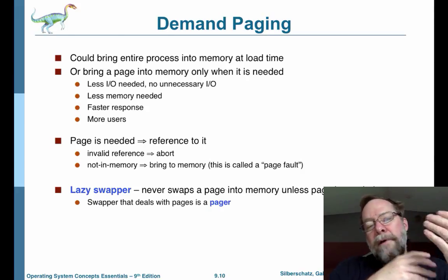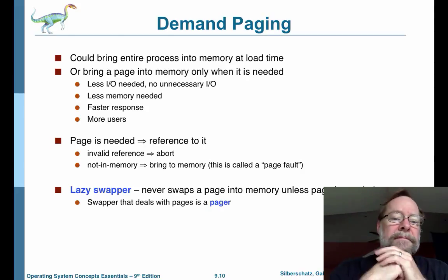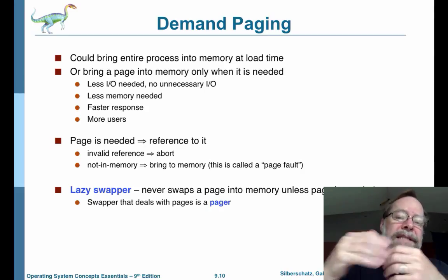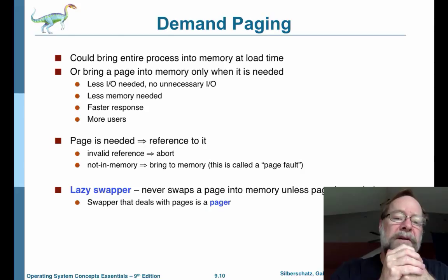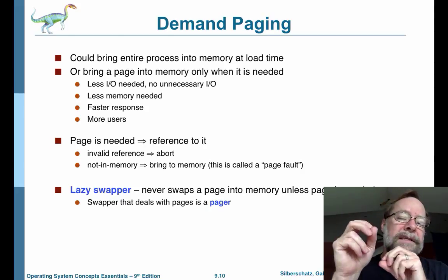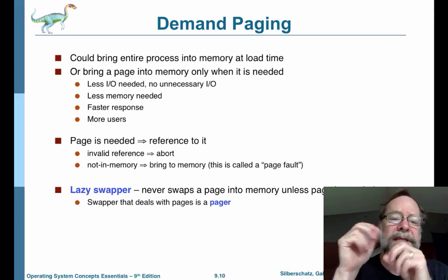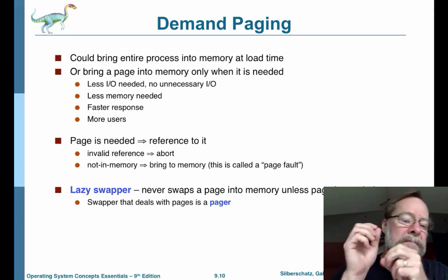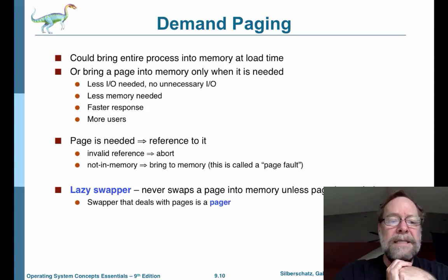There are pros and cons of doing this. In general, it means that you're not doing any unnecessary I/O. You're not bringing in pages more frequently than you absolutely need to. You're using the least amount of memory you could, the least number of frames you might possibly need to store a process, and it can work pretty well.